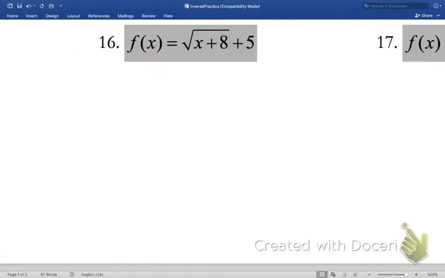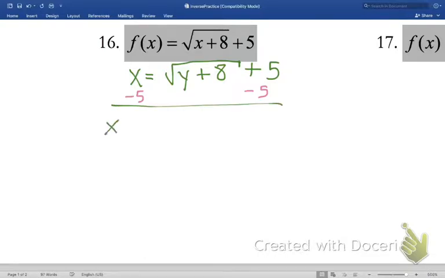Number 16. Start by switching x and y. So I have x equals the square root of y plus 8, and then there's a plus 5. Notice the plus 5 is outside of the square root, so we can move that over to the other side. I subtract 5 to move it over. I get x minus 5 equals the square root of y plus 8.